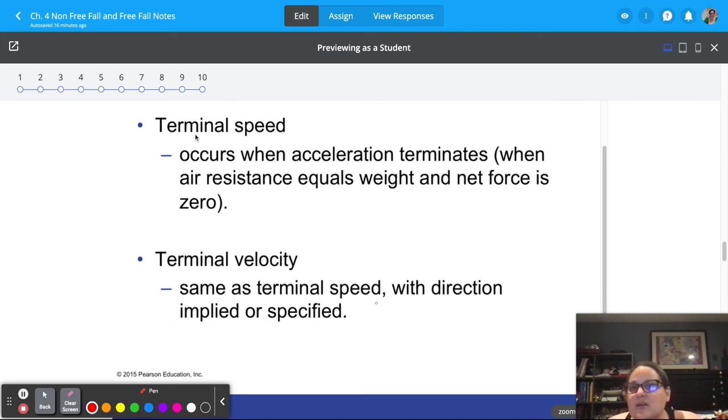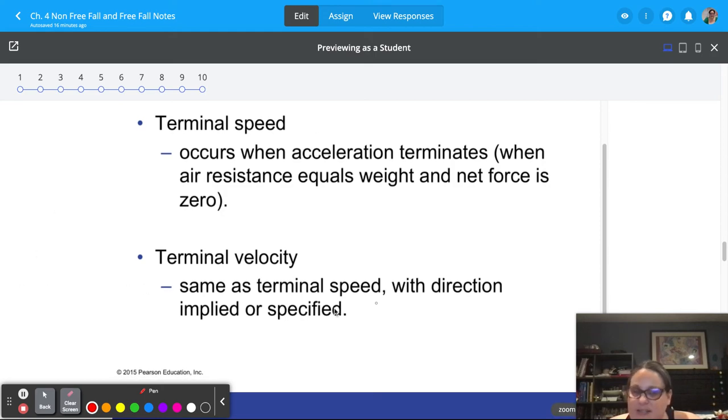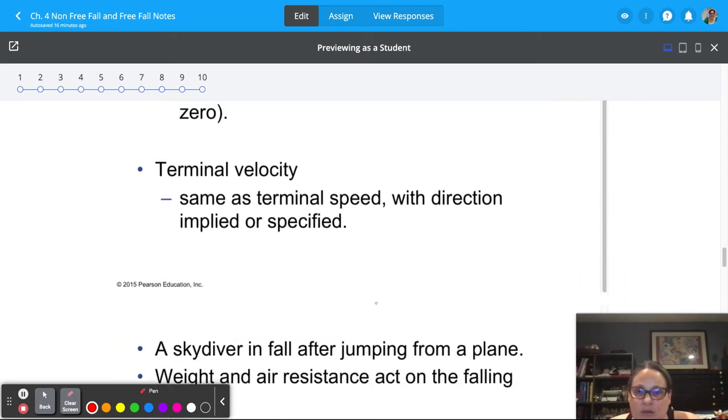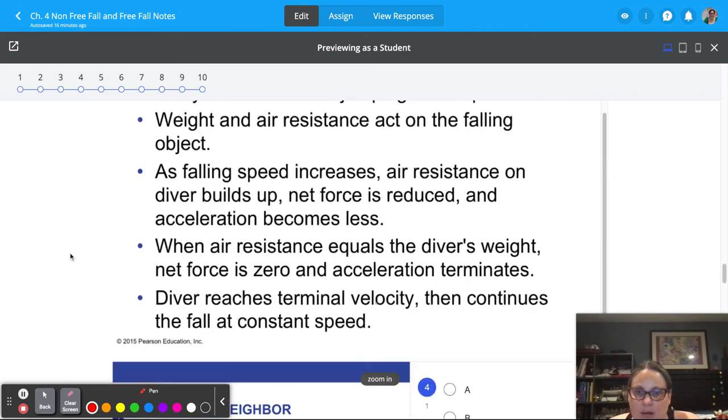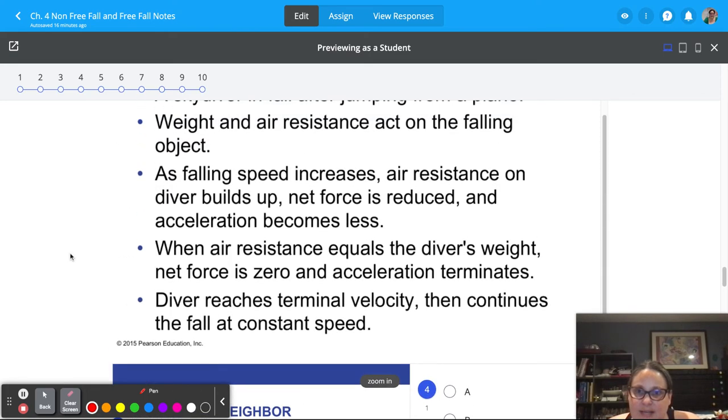So terminal speed occurs when acceleration terminates, that means stops, when air resistance equals weight and net force is zero. Terminal velocity is the exact same thing. It's just that the direction is specifically identified in the question. So you just want to circle direction here and just highlight terminal speed and terminal velocity to show that you read that. All right, and then this is the last slide on the handout.